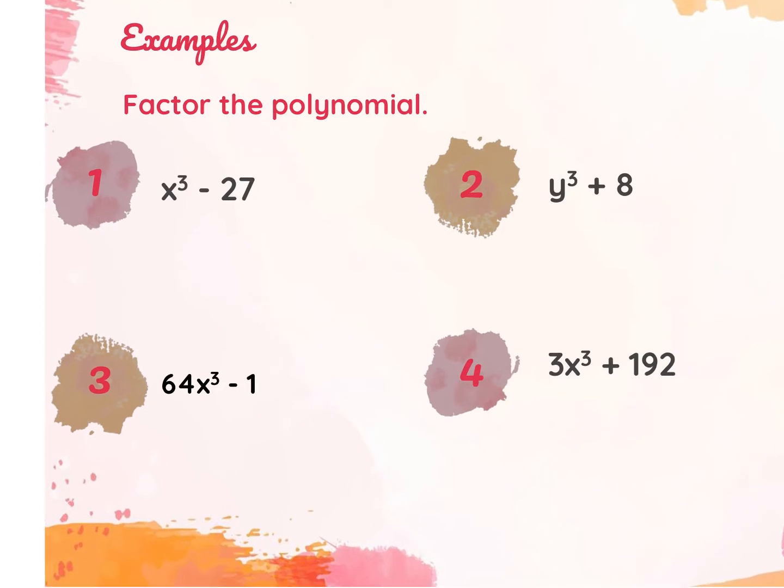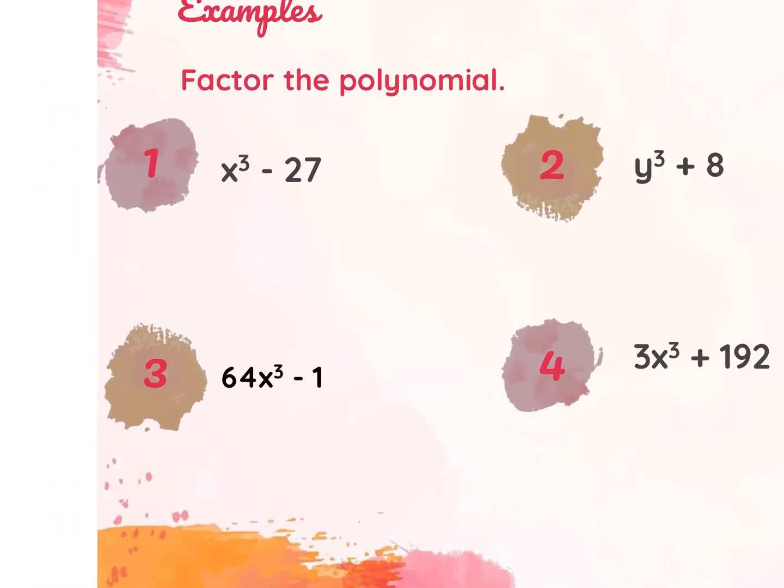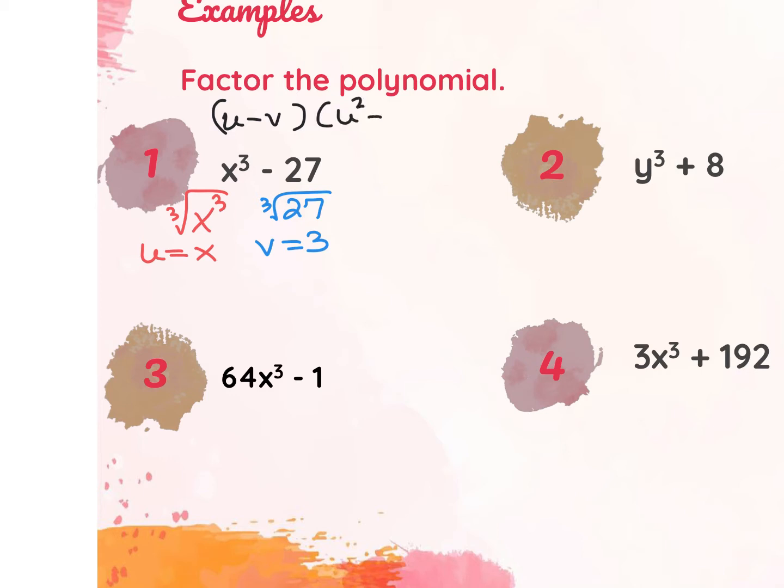All right, next one. So again, let's cube root the first term. So I'm going to take x to the third, cube root it, and then my u here is just x. The v is going to become the 27 cube rooted, and v equals 3. Now I'm going to put it into the pattern. So remember, the pattern is, it's a difference, so it's going to be u minus v, same sign, u squared, u times v, and then plus v squared.